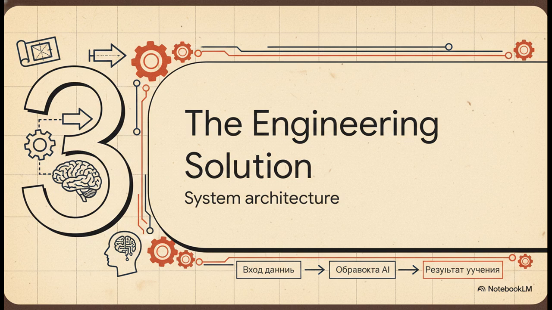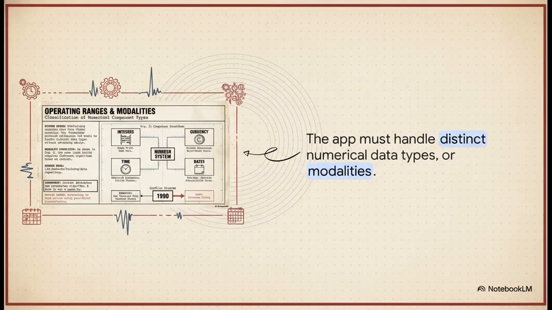Okay, problem defined, science understood. Now for the fun part, the blueprint, or schema. Let's see how we turn all this theory into an actual engineering plan. This is where things get really interesting, because a number isn't just a number, right? Think about it. The way you say a year is different from how you say a price. The app has to understand these different modalities. Integers, time, currency, dates. Each one has its own set of rules, just like our brains handle them differently.